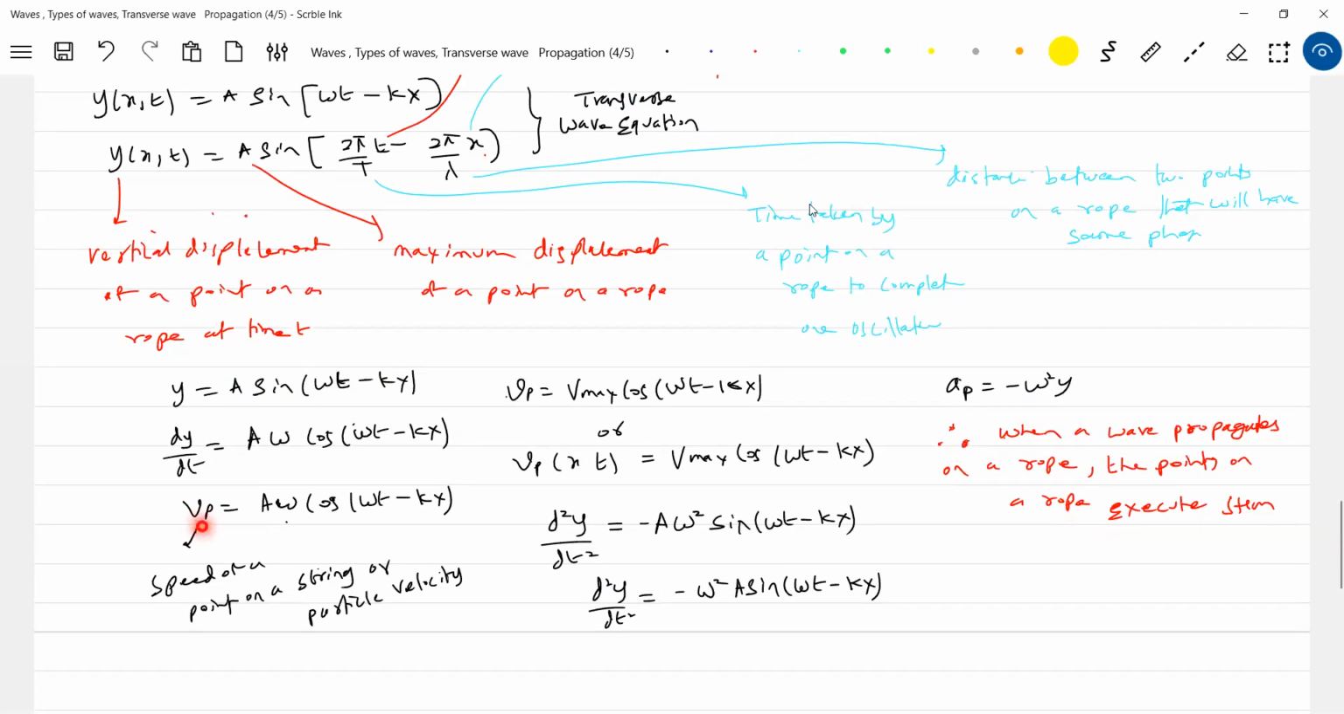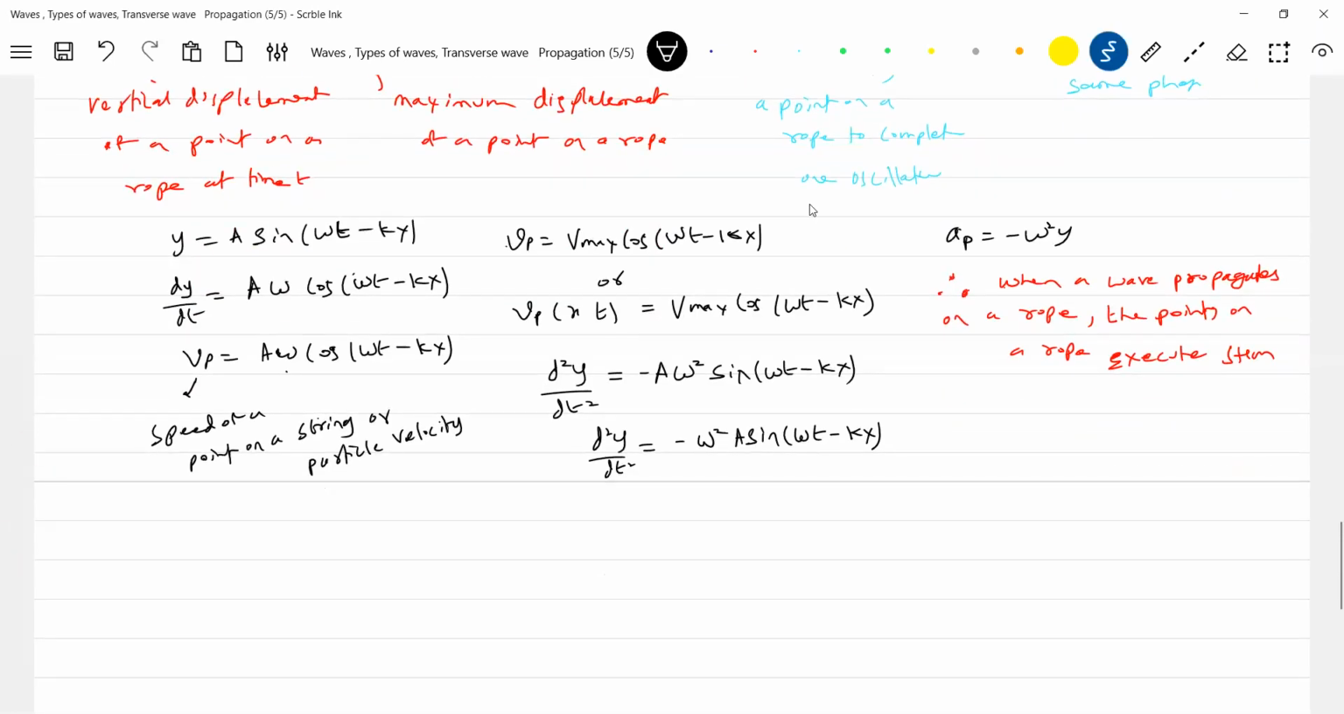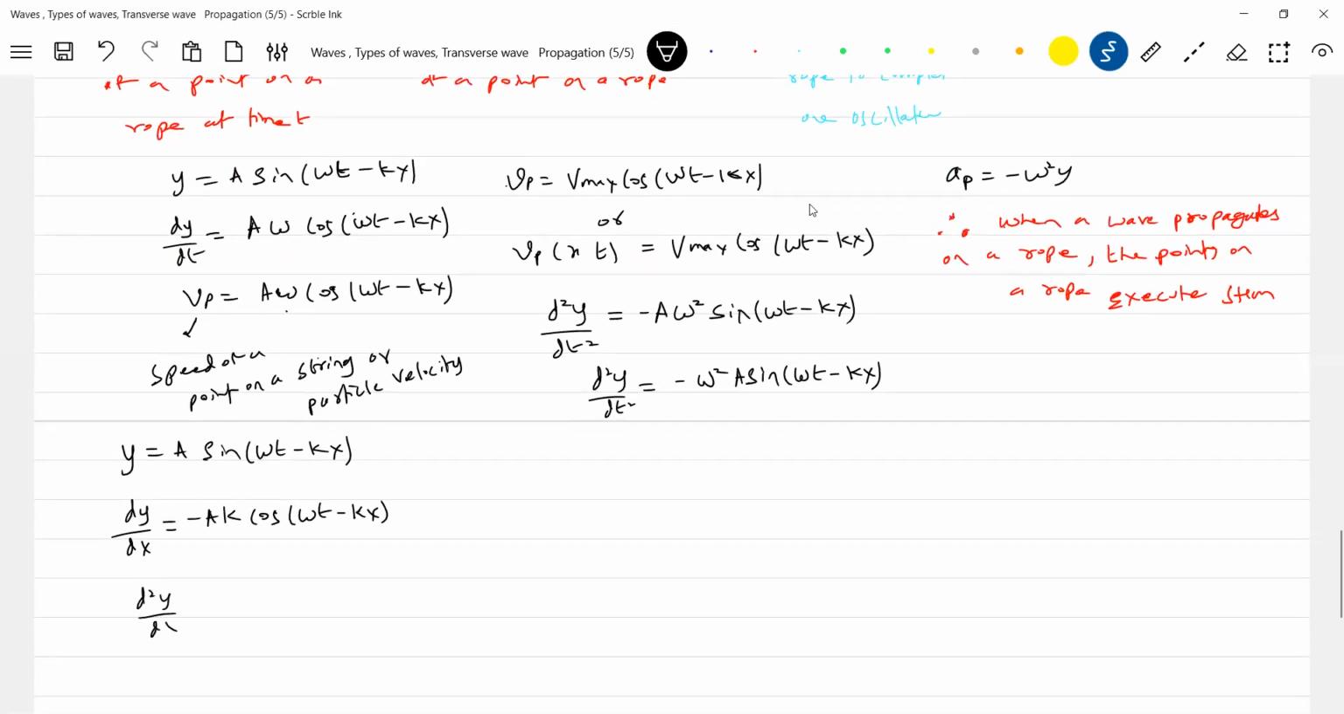So now we learned two things, no? Wave speed and this particular thing. So let's do one thing. We have very good equations. Here d square y by dt square, we have one equation. Instead of differentiating with respect to time, let me differentiate with respect to x. Then we'll see what equations we end up with. Let me differentiate again. If I differentiate again, I'll get a k square.